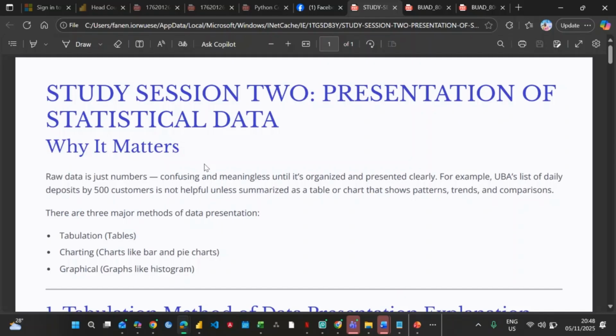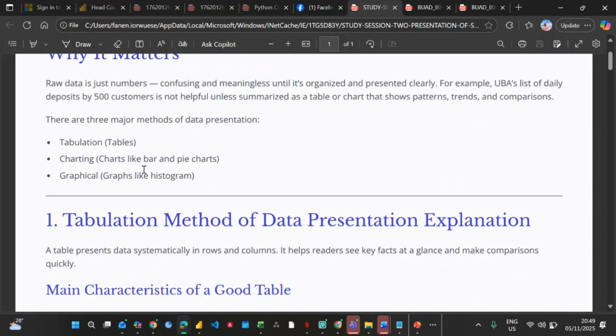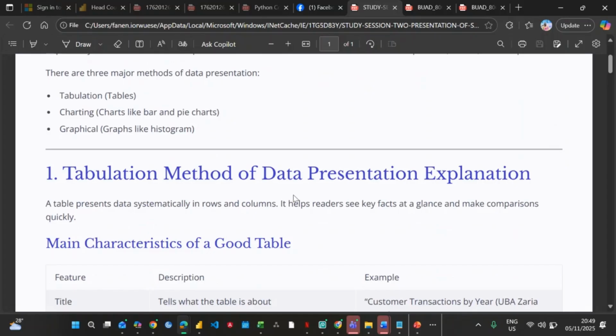And why does data presentation matter? I can tell you that it makes work faster, it makes work easy, and there's a whole lot of meaning. Yesterday we looked at the three major methods of data presentation. Number one is tabulation, that is tables. Then we looked at charts, and then graphical, like the histogram, right?